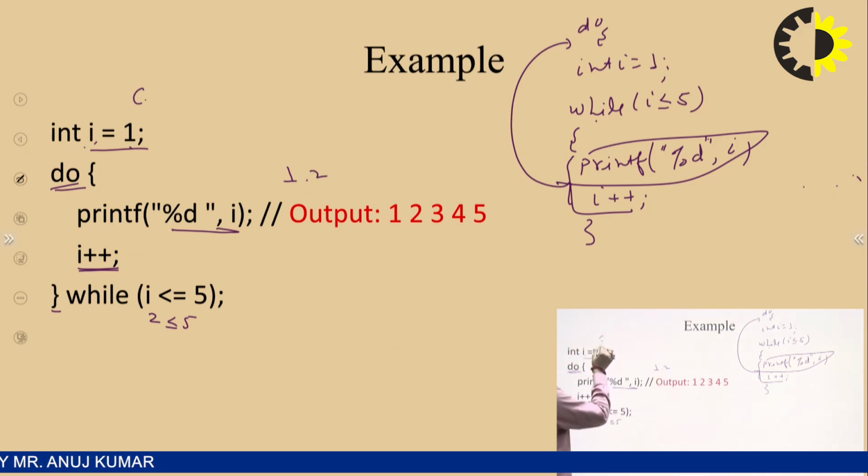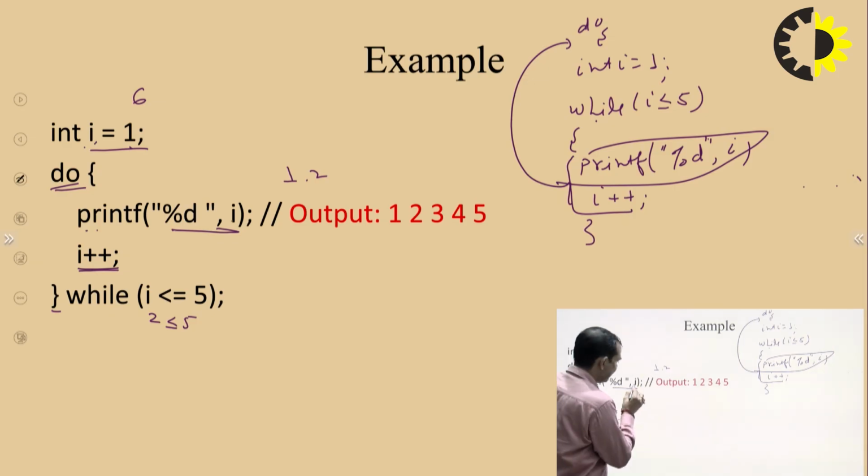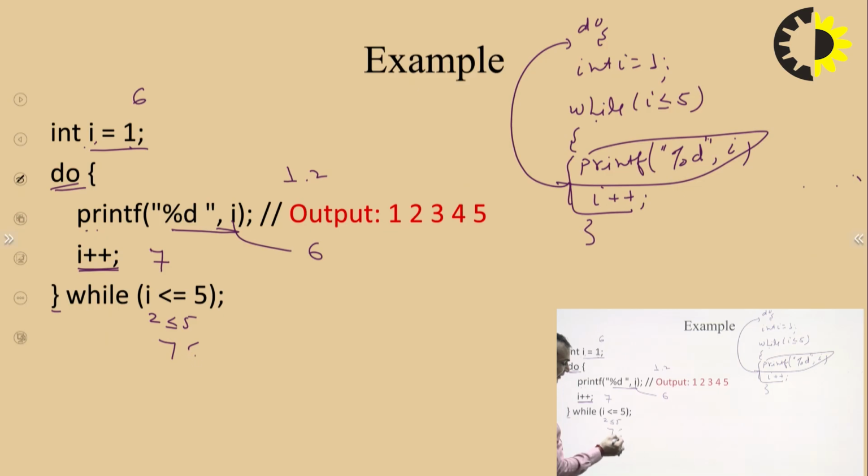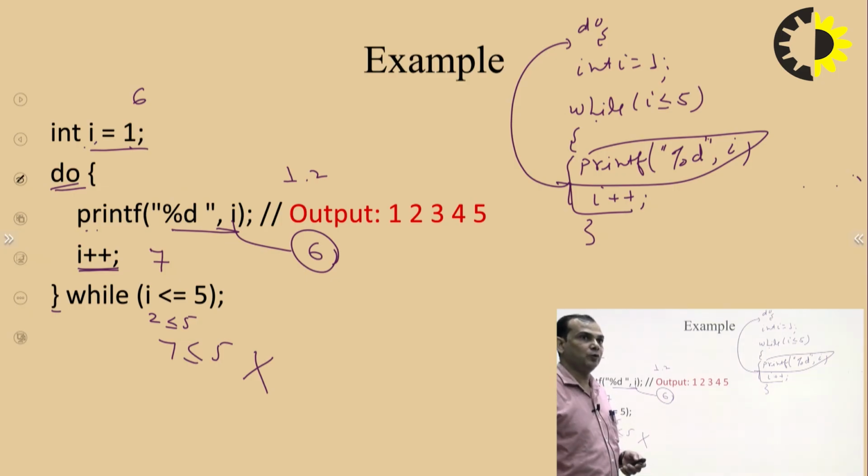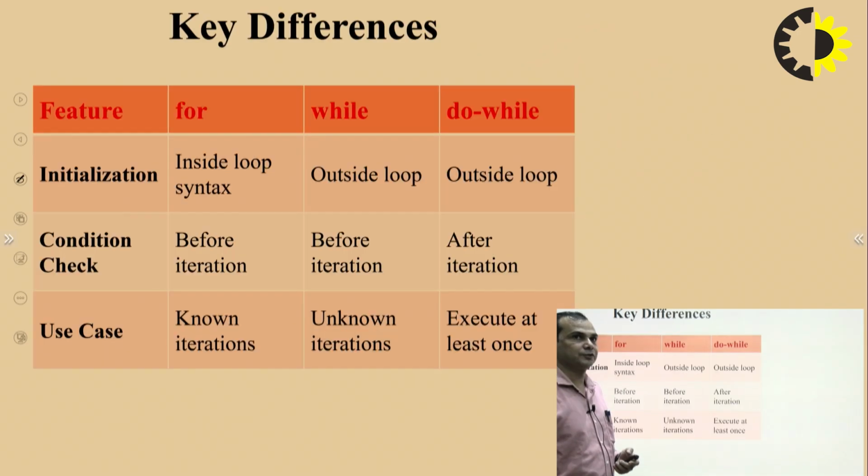Suppose we take 6, so in the output, do prints the value of I, and the I value is 6. Now I plus plus means 7, now here we check 7 is less than or equal to 5, the condition is false, so it will not execute again, but at least it prints one time even though my condition is false. So this is a big difference between the while loop and the do while loop. The while loop terminates if the condition is false, but the do while loop executes once even when the condition is false. So this is a basic key difference.